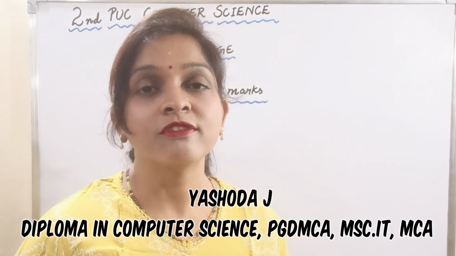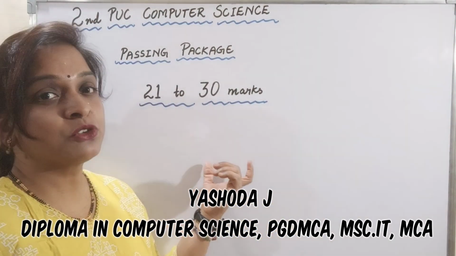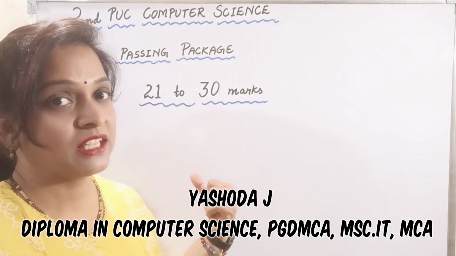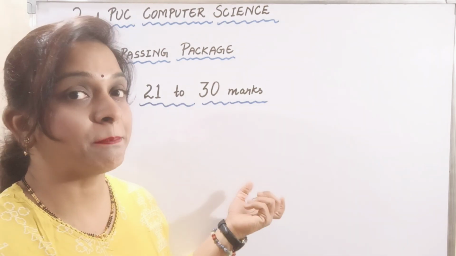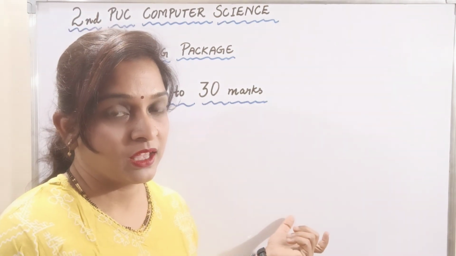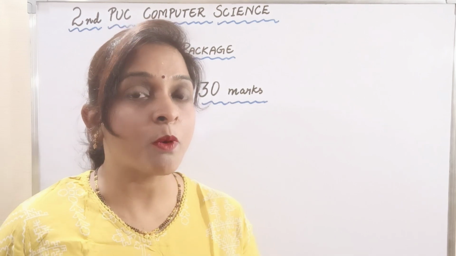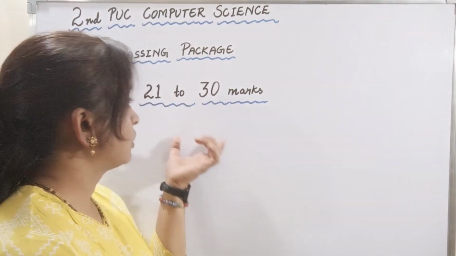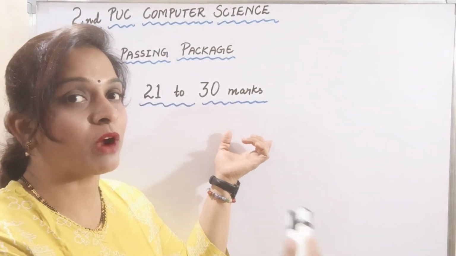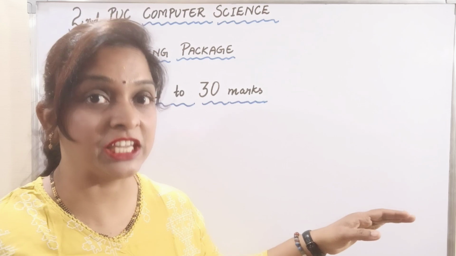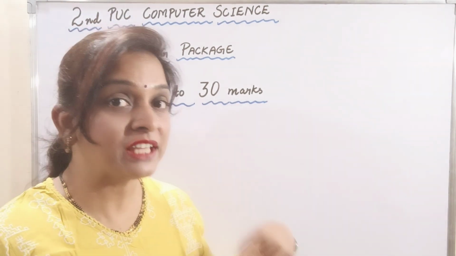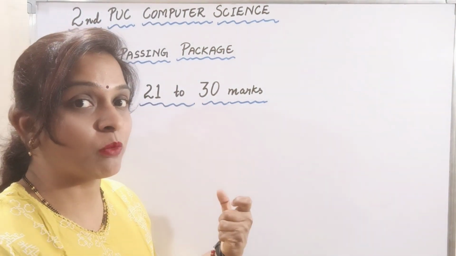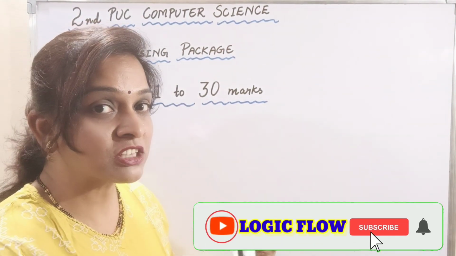Well, in today's video, we will discuss how to score 21 to 30 marks in second PUC Computer Science. That is, we will be discussing the passing package. And we will discuss the most important chapters that you have to go through to score a minimum of 21 to 30 marks, leaving MCQ. If you just concentrate on these chapters that I say, you can definitely score 21 to 30 marks. So watch the video till the end.